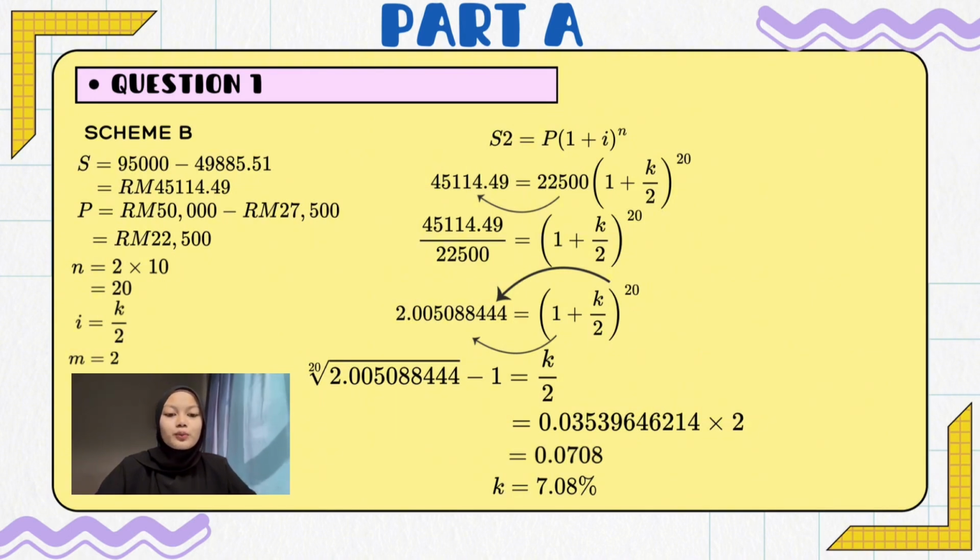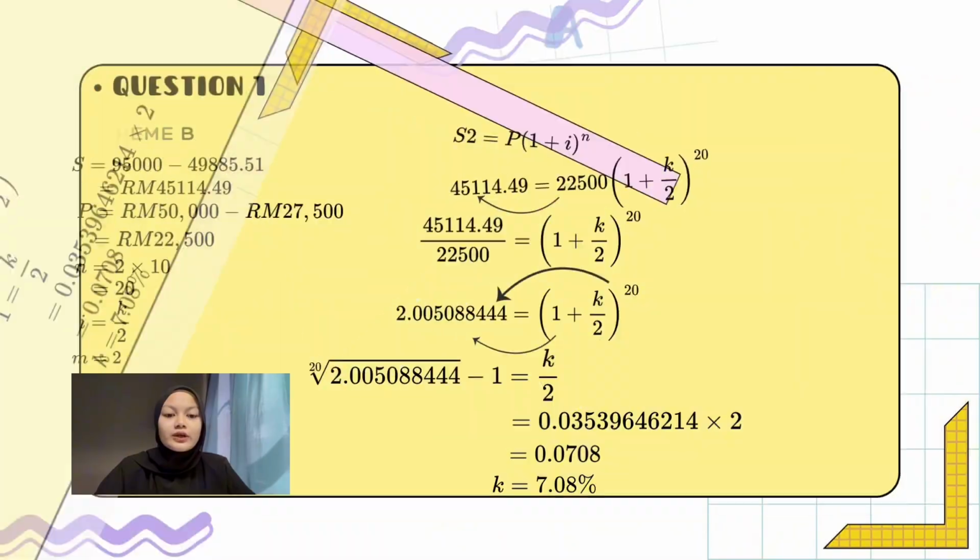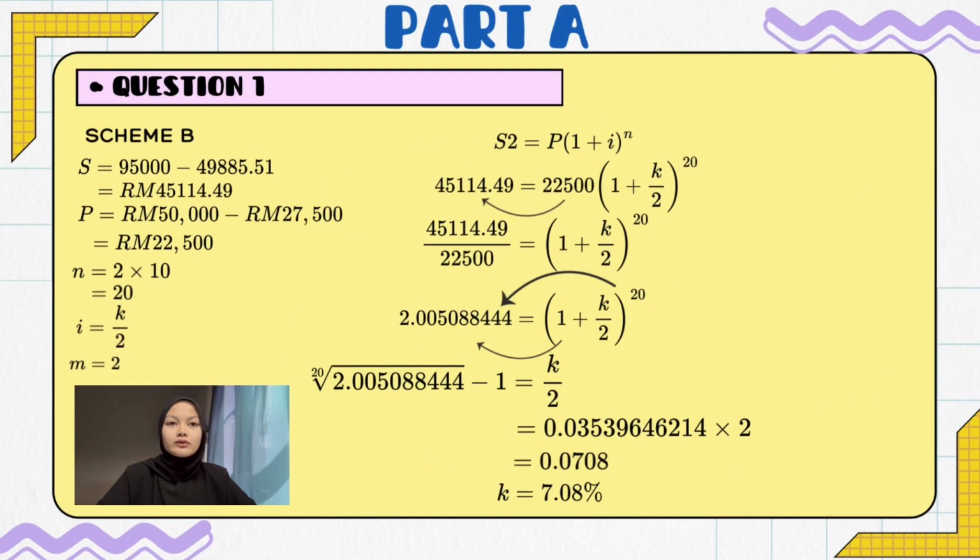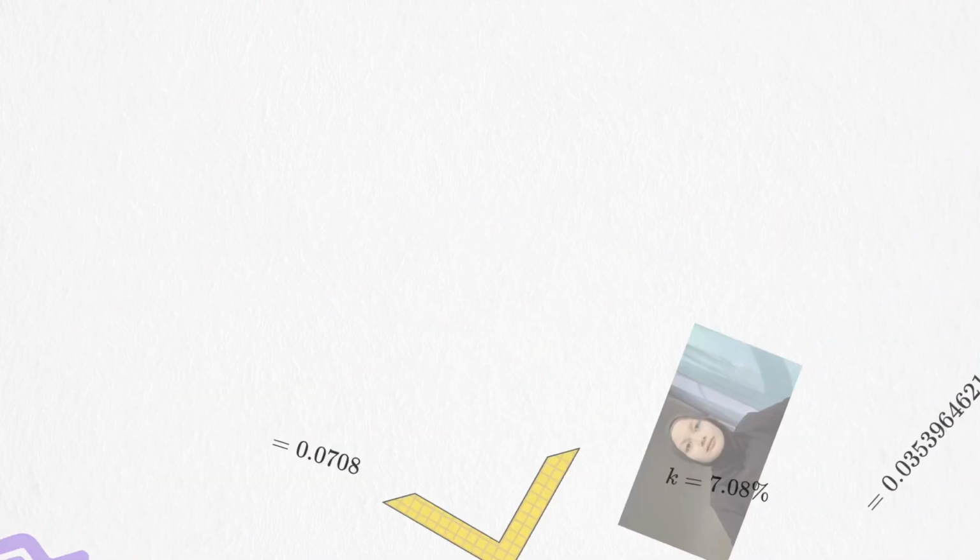And then we get 2.005088444 equals to 1 plus K over 2 power by 20. And then we transfer the power of 20 and it becomes root of 20. 2.005088444 minus 1 equals to K over 2 equals to 0.03539646214 multiplied by 2 equals to 0.0708, and then we get the K equals to 7.08%.